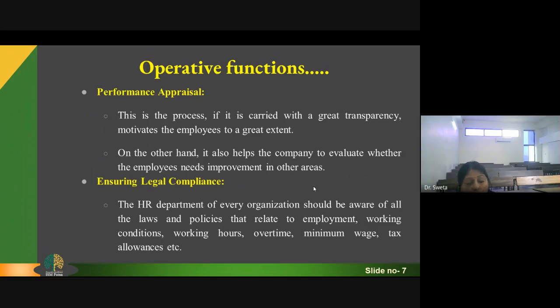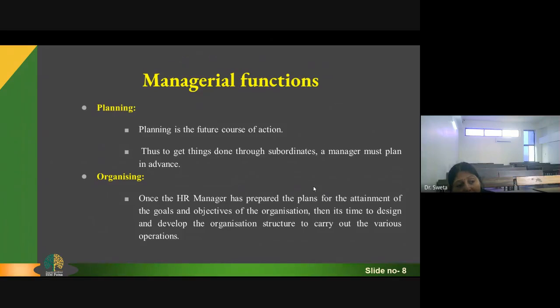Next one is ensuring legal compliances. This is also one of the major functions of the HR department, and the HR department of every organization should be aware of all the laws and the policies that relate to employment, working conditions, working hours, overtime, minimum wage, tax allowances, etc. Because until and unless they are aware about all these laws and policies, how can they provide these kind of facilities to the workers who are in the organization?